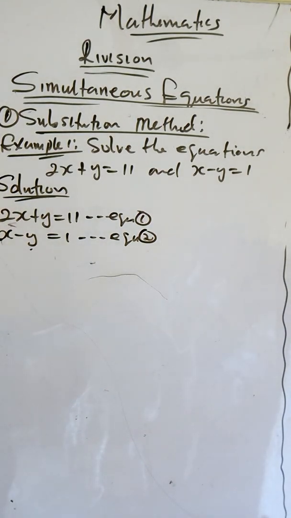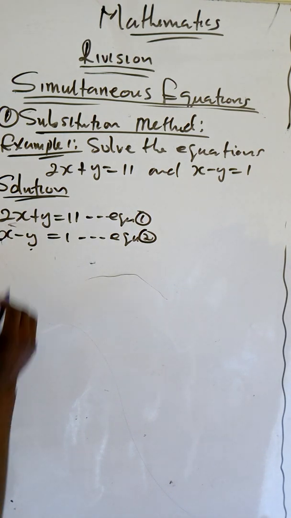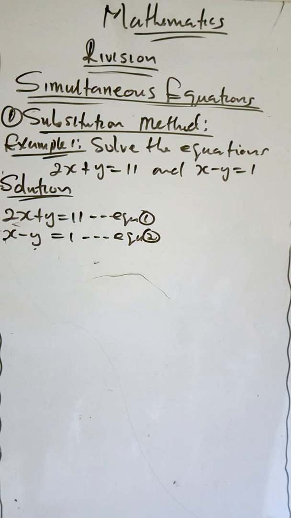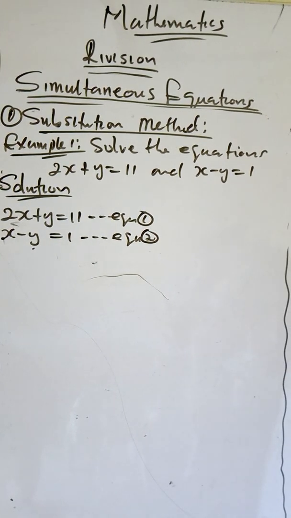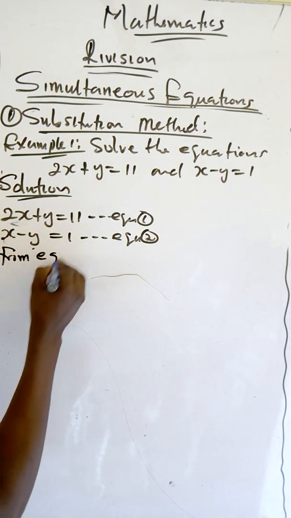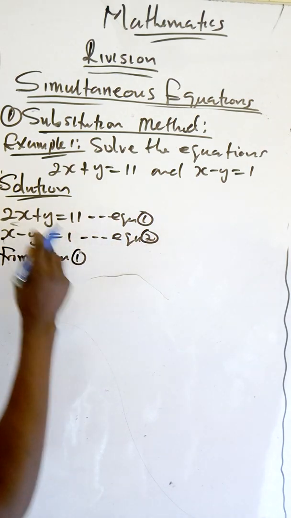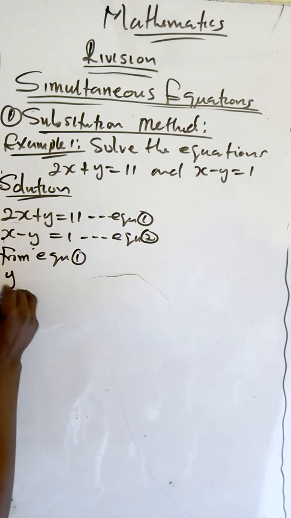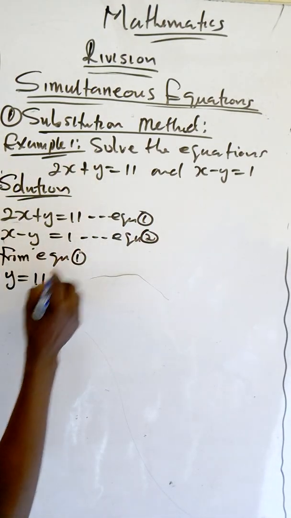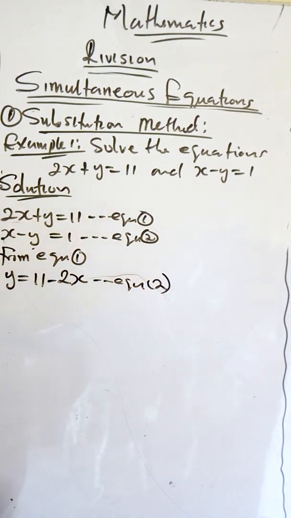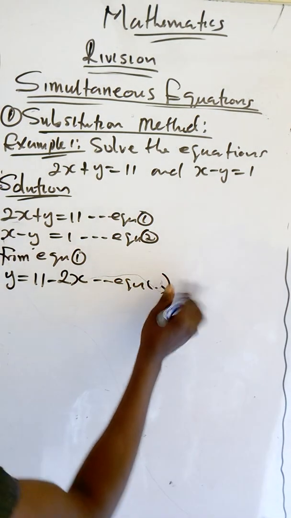In the substitution method, the first thing we need to do is to make those variables, that is x and y, the subject of the formula. We make them stand on their own. So from equation 1, I want to make y the subject of the formula. So y will be here. I will remove 2x from here to the other side. That means y equals 11, and when plus 2x goes to the other side, it turns to minus 2x. We call it equation 3.